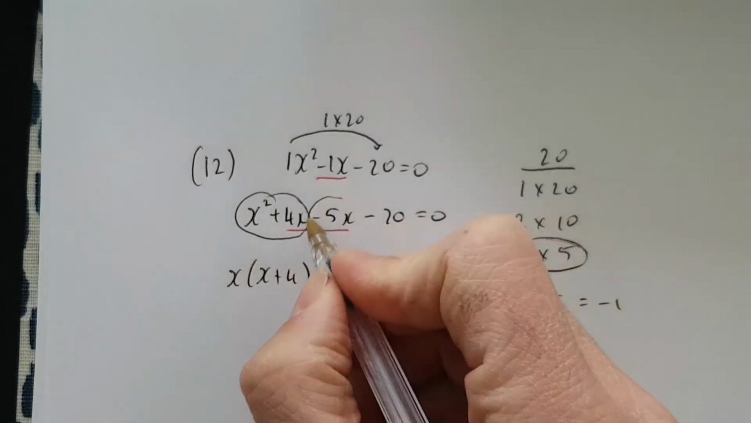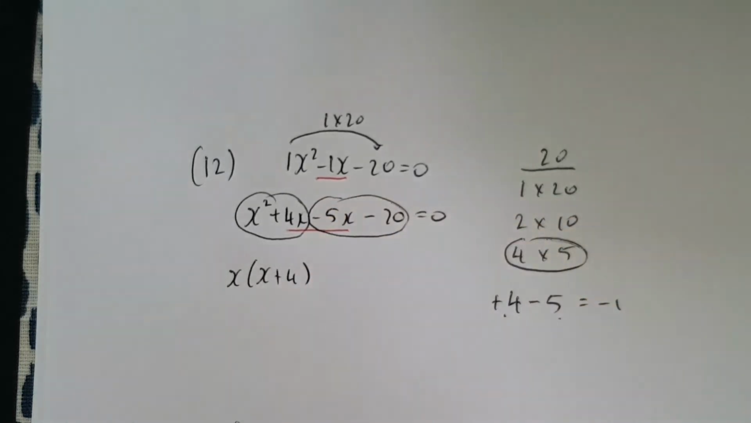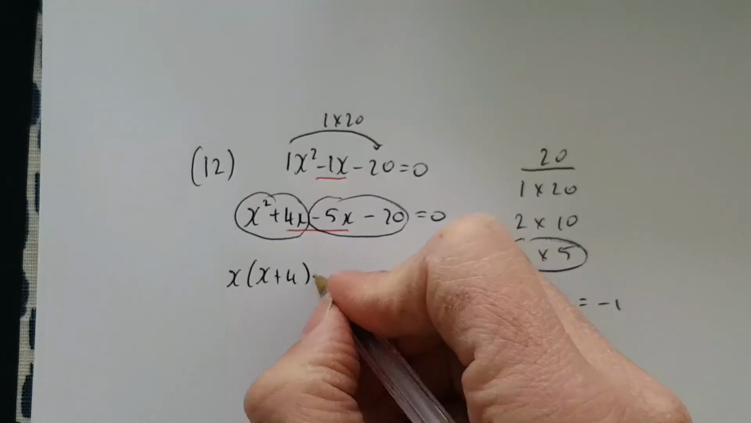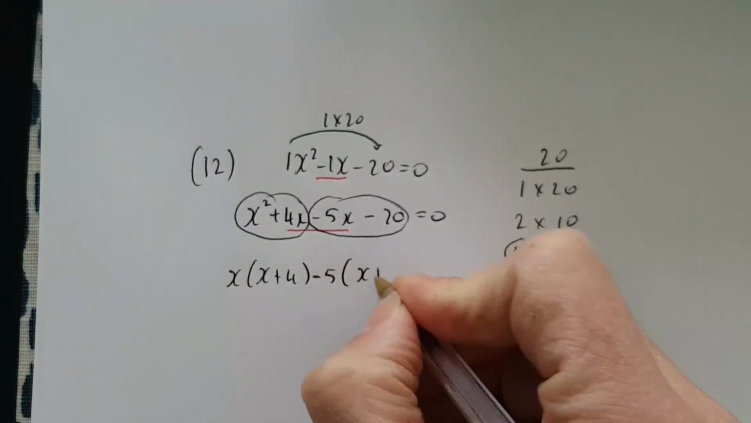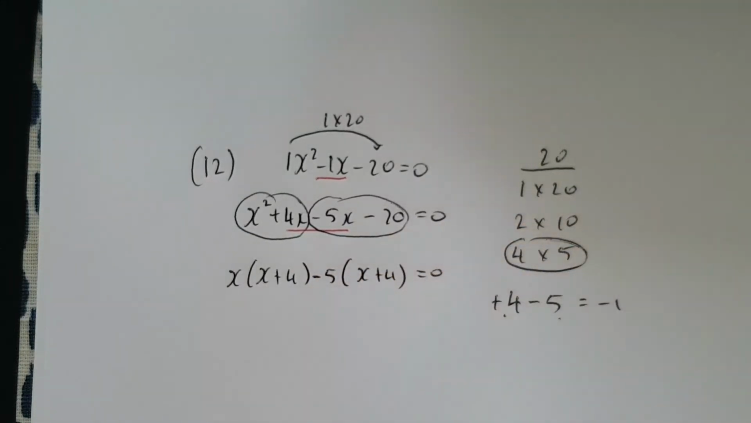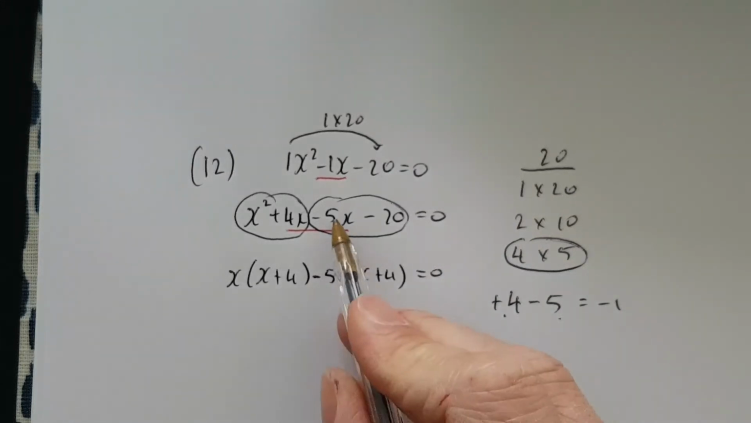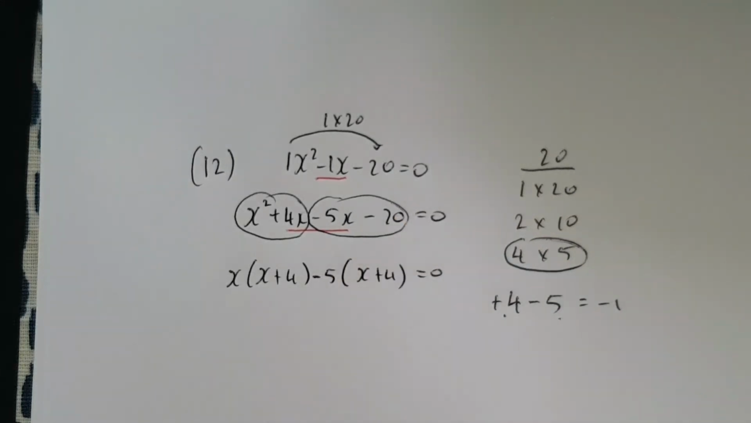And then I'm going to look at the second two terms here now. Between minus 5x and minus 20, 5 is a common factor. But if I take 5 outside, I'll be left with minus x minus 4 inside. So instead of taking 5, I'm going to take minus 5, and that will leave me with x plus 4 inside. Because minus 5 by x will give minus 5x, minus 5 by 4 will give me minus 20.